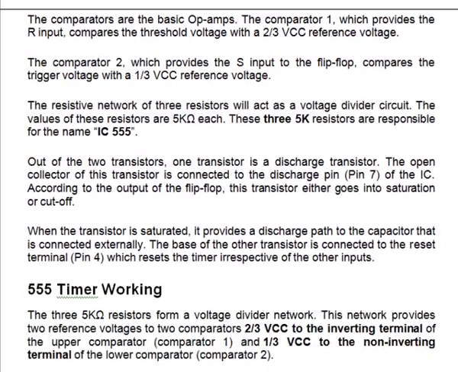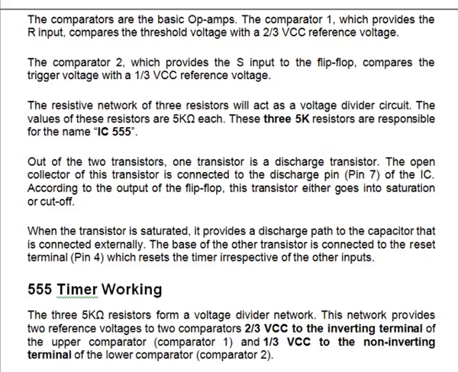Now the comparator, the basics of op-amp. Comparator 1, which provides the R input, compares the threshold voltage with 2/3 of VCC reference voltage. Comparator 2, which provides the S input to the flip-flop, compares the trigger voltage with 1/3 of VCC reference voltage. The resistive network of 3 resistors will act as a voltage divider circuit.